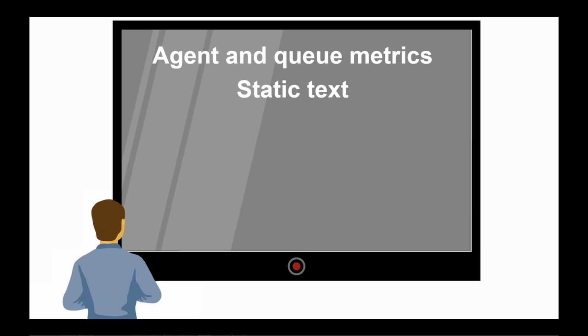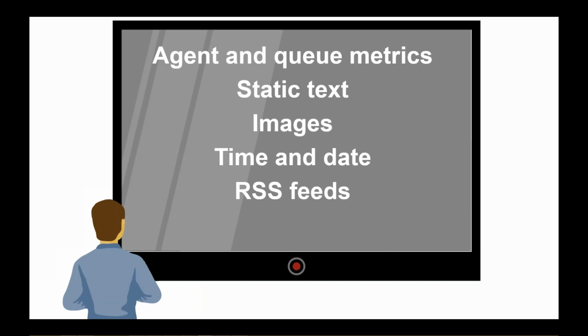So along with the real-time agent and queue stats, you also have the ability to post things like on-the-fly messages. You can bring an image into your display. You can create scrolling ticker tapes and adjust the speed and color coding. Bring in the current date and time, RSS feeds, bring web pages in, as well as a sequencer, which allows you to see multiple queues in succession as well.